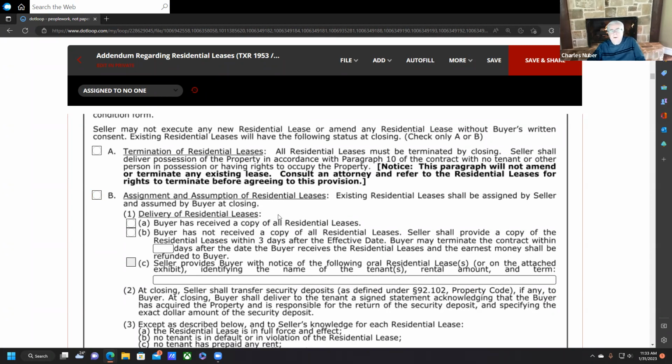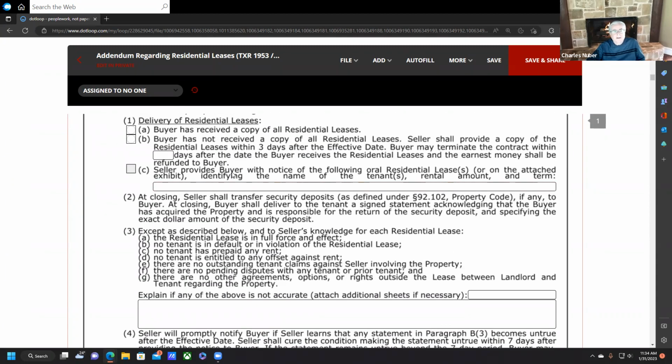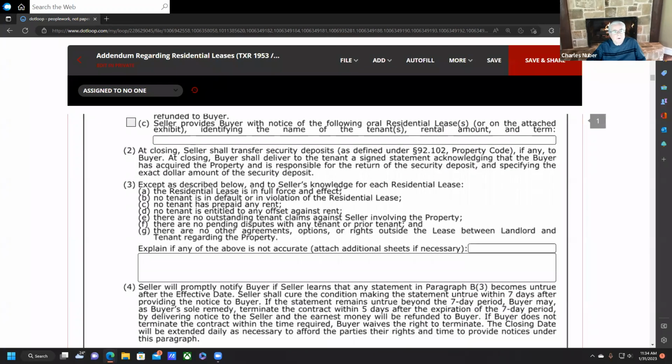So you have to provide a copy of the current lease to the buyer right here. And if the buyer has not received a copy of all residential leases, the seller shall provide a copy within so many days. You want to make sure that those leases are delivered. And if the buyer doesn't receive the residential leases within the number of days, the buyer can terminate the contract and get their earnest money back.